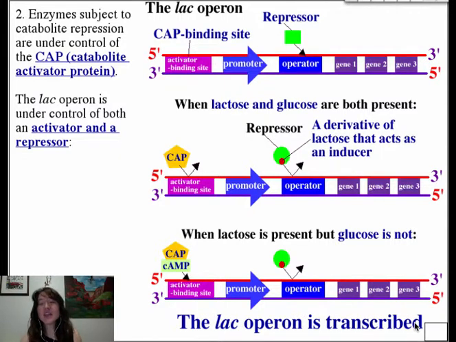So at any given moment, there will be a certain basal level of expression of genes 1 through 3. That basal level is very, very low. In order to really see expression of genes 1 through 3, we have to see that both CAP is bound at the activator binding site and the operator is not bound by the repressor. That is, lactose has to be present, the derivative of lactose that binds there.